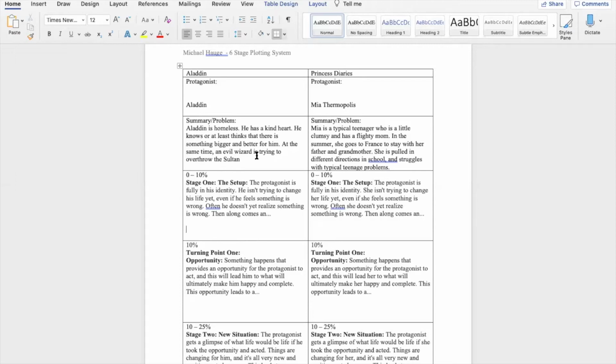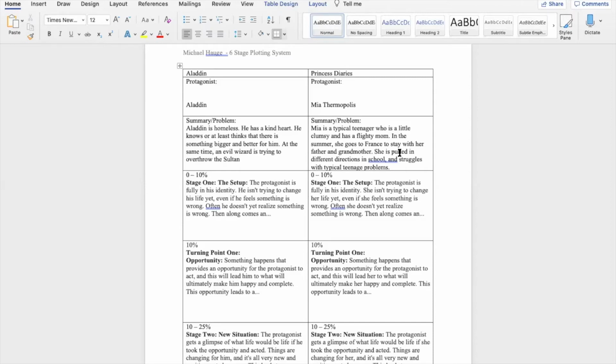And so he has to steal in order to make ends meet, in order to eat. But we also see that he is super kind-hearted. Most people would recognize him as a good person. And there's this little inkling that he knows and realizes there is something bigger and better out there for him to do. Like he gets that he could be doing bigger and better things. At the same time, there's the evil wizard Jafar, who is trying to overthrow the Sultan of Agrabah.